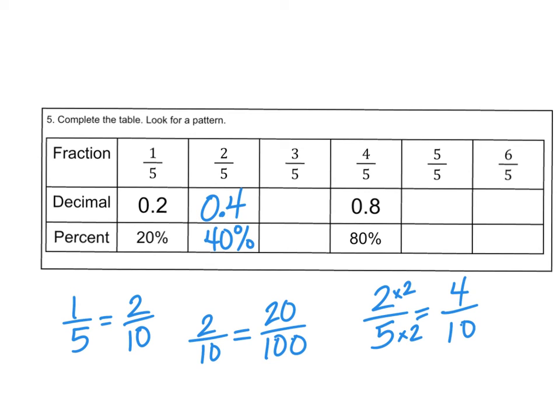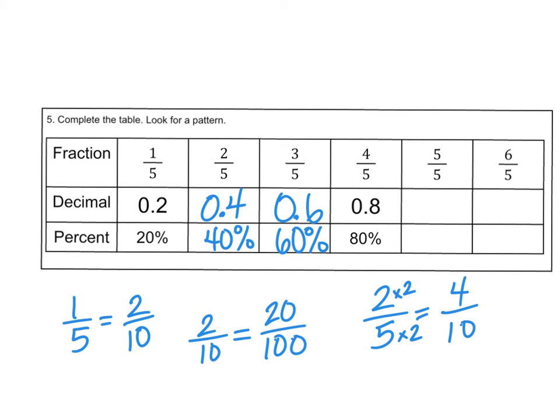Okay, and now you can probably start seeing a pattern. So 1/5, 2/10, 2/5, 4/10. If 4/5 is 8/10, we can fill in that 3/5 is 6/10. And I can start to see my pattern on the bottom. 20%, 40%, this would be 60%.